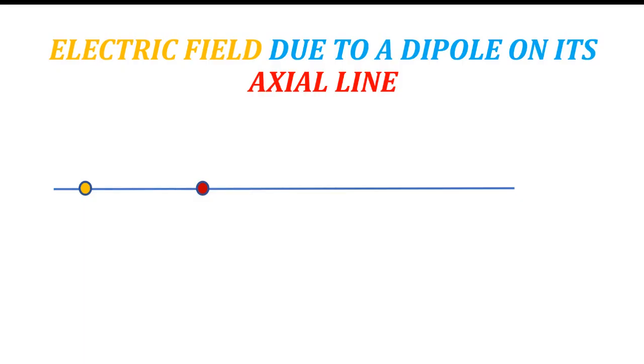Let us consider a dipole, minus q and plus q. They are at A and B. The center of the dipole is O, and the charges are separated by a distance 2a. From the origin to plus q is a, and from the origin to minus q is another a. So the distance between the charges is 2a. Let us consider a point C at a distance r from O.